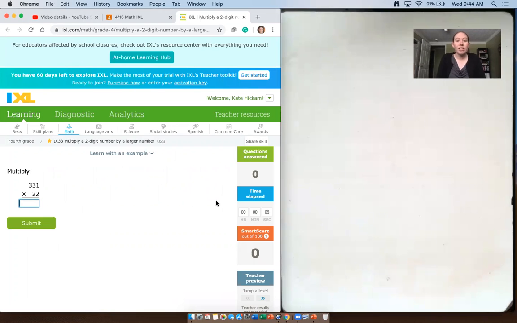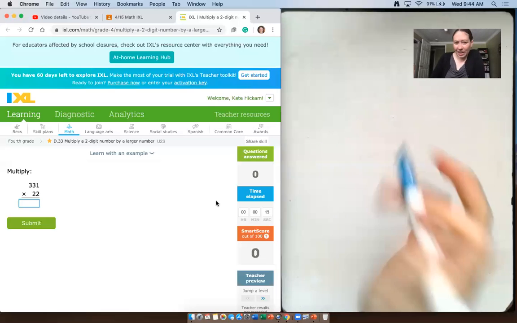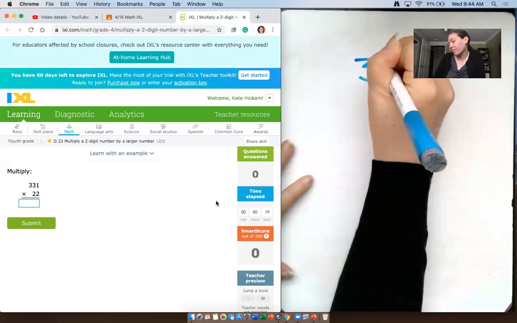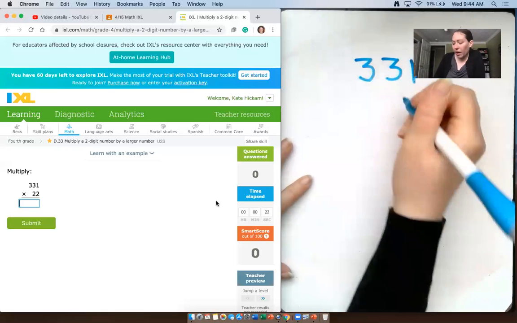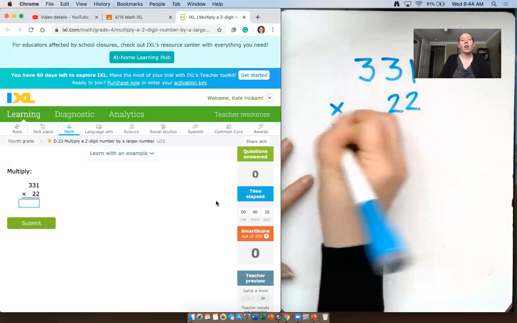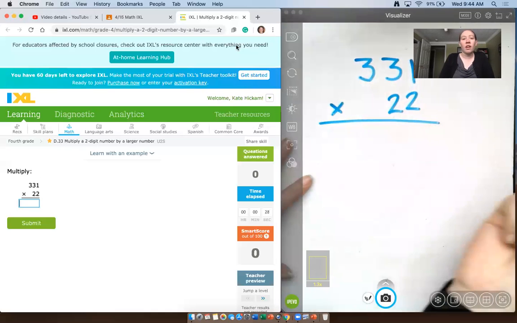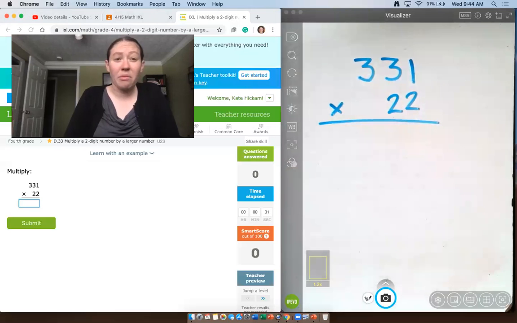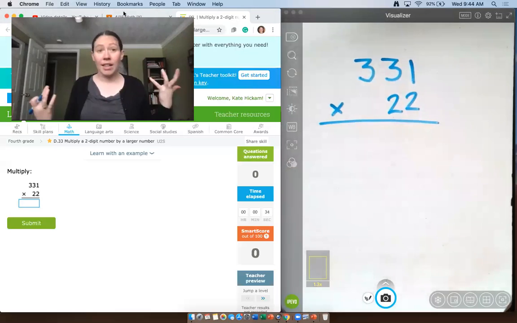All right, so this is just multiplying a two-digit number, or a larger number by a two-digit number. Notice how it doesn't give you a ton of room to write all your steps. So you need to write this on a separate sheet of paper to get them correct. I'll move this over. And I'm gonna do it similar to how we do it in school. So saying it all out loud.